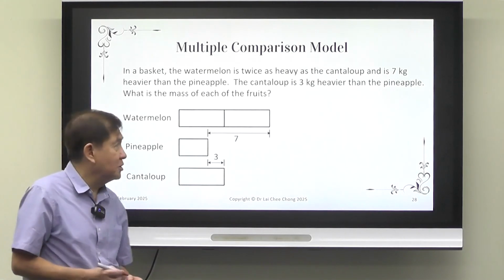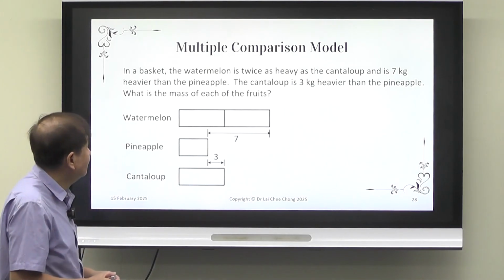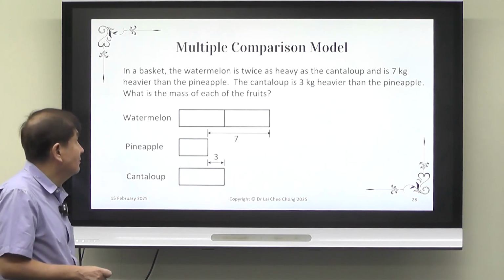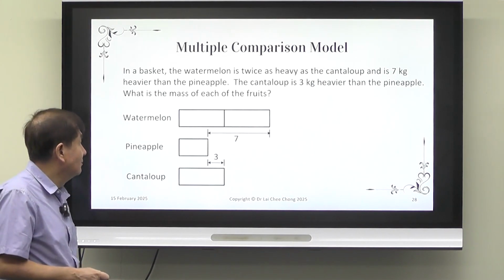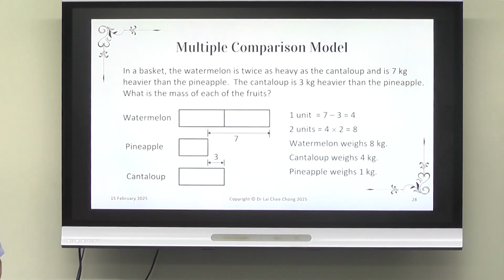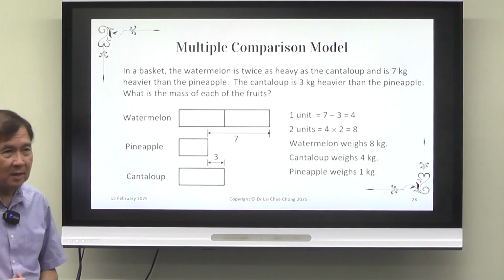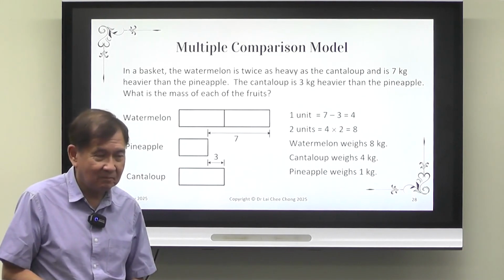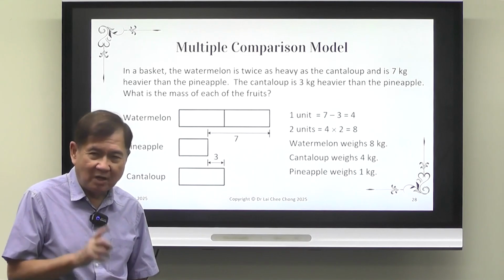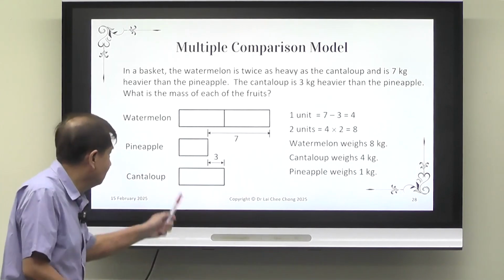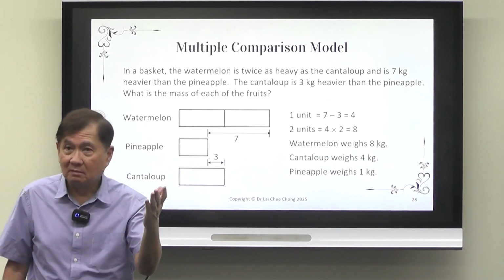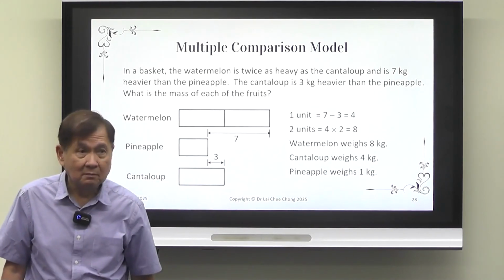Now, my question is, how to find them? Okay, so look at the solution now. Where is my 1 unit? You see, the only place you have a unit is where? Am I right? That's the only place that you have.